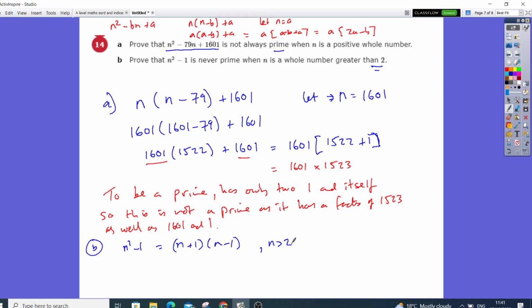Okay, so you're going to end up with, when n is greater than 2, more factors than 2, therefore not prime. Okay, you're going to end up with more factors. So I don't know, if n was 3, then you'll end up with 3 take away 1 is 2, and 3 plus 1 is 4, so that one, it won't work.